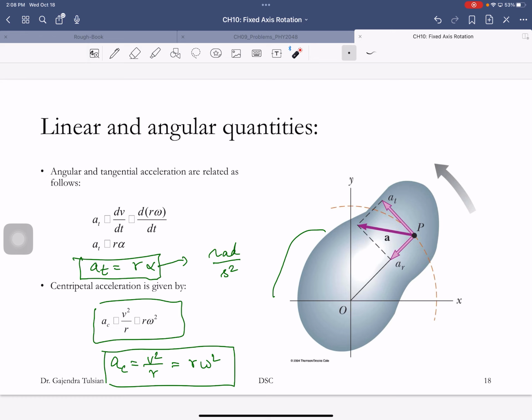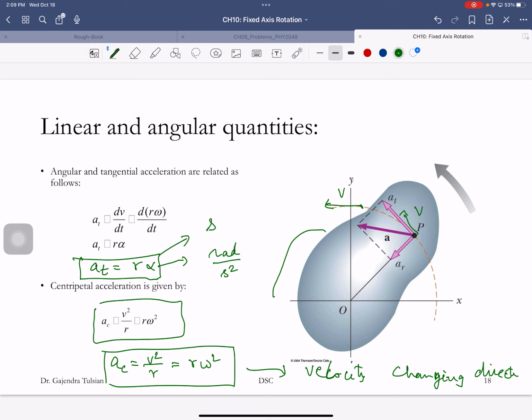So when do you get radial acceleration? Because the linear velocity is changing direction. And tangential acceleration comes about because linear speed changes. It's going like that here, and it's going faster here.